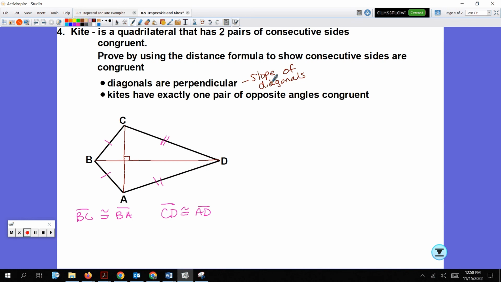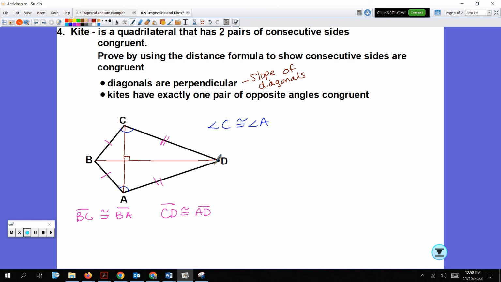And then the kite has exactly one pair of opposite angles that are congruent. Well, you can't really prove that. I guess you just use a distance formula to prove it's a kite. But the two angles that are congruent are right here. Angle C and angle A are congruent. That's it. It is still a quadrilateral, so the interior sum is still 360 degrees. And B and D are not the same. I don't know anything about B and D. I just know that A and C are congruent to each other.